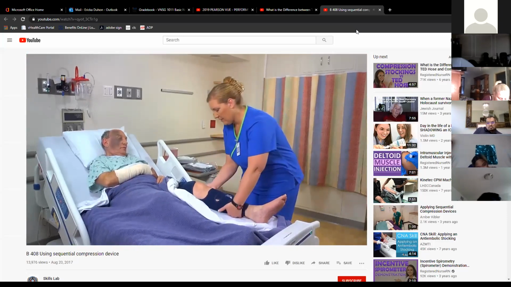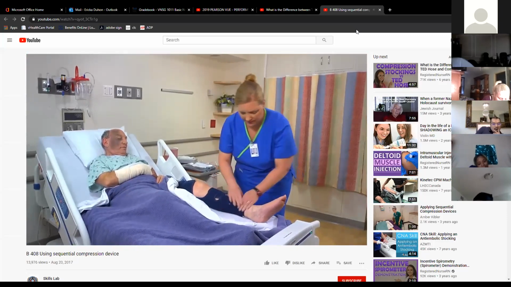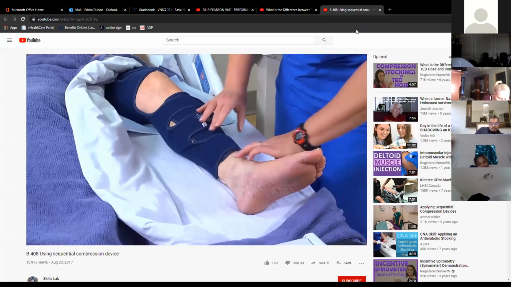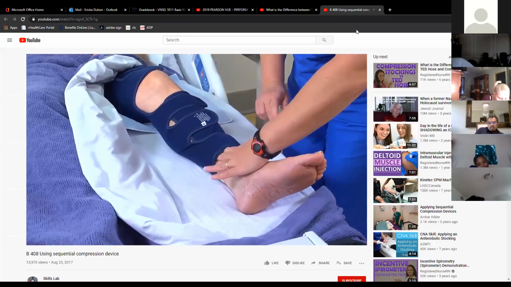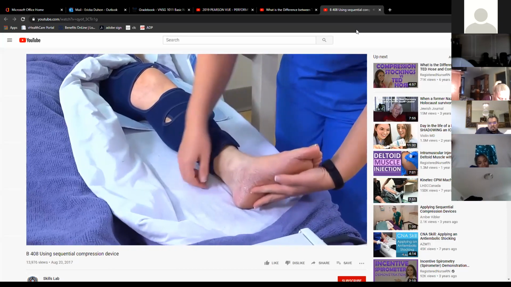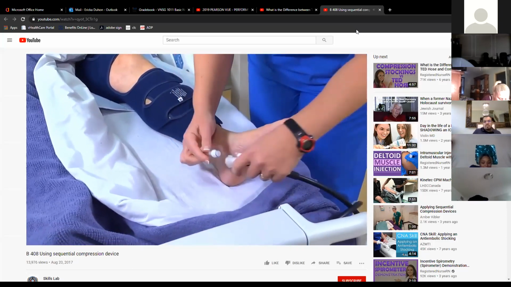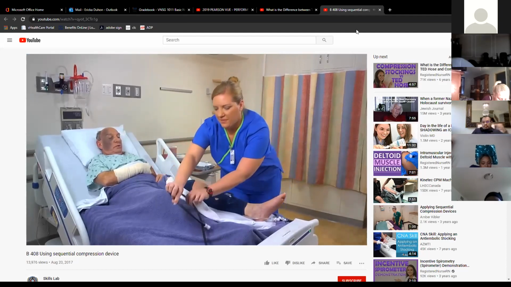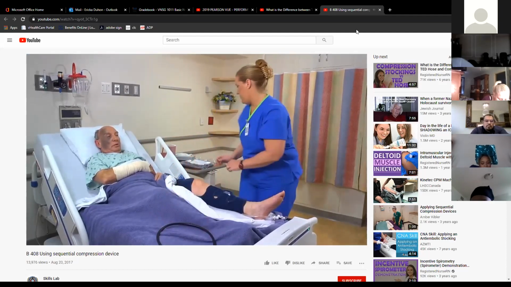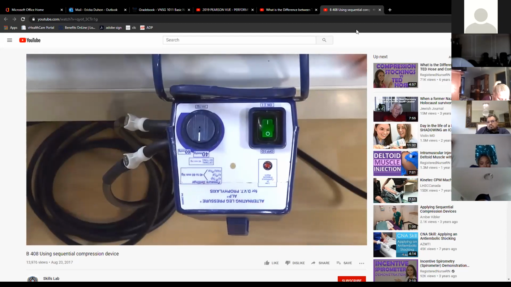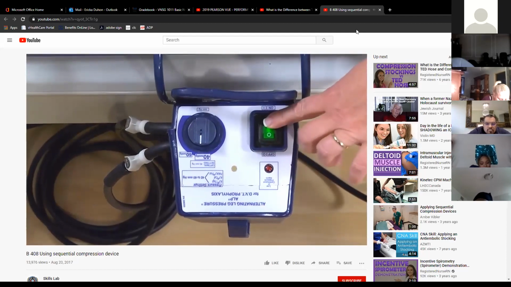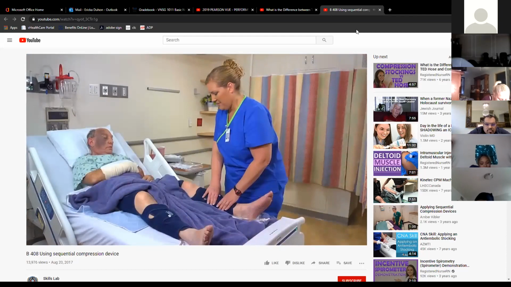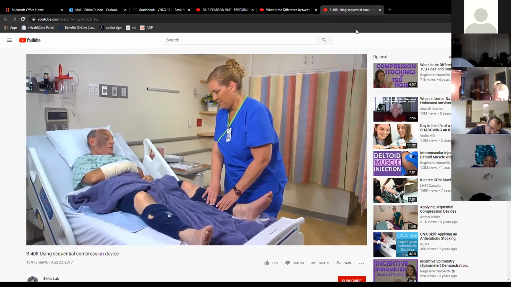Then wrap the sleeve securely around the leg, making sure it is smooth. Check the fit. You should be able to slip 2 fingers between the leg and the sleeve. Now attach the sleeve connector to the plug on the mechanical unit by lining up the arrows on the connector with the arrows on the plug. Then turn on the unit. A green light indicates that it's functioning properly. Monitor the functioning of the SCD through 1 full cycle of inflation and deflation.